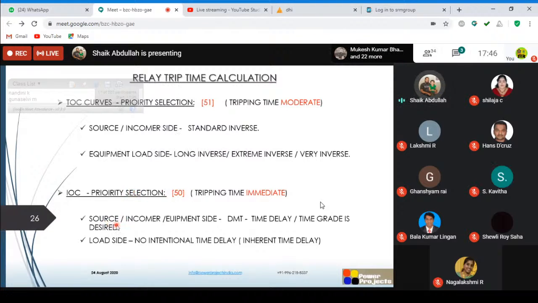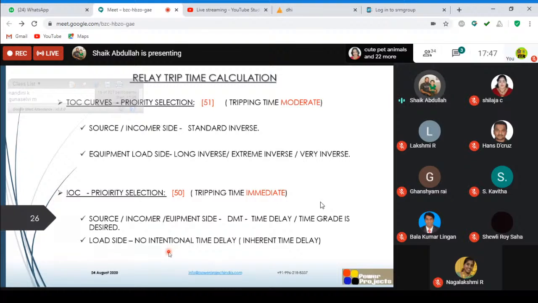curves, where the source and incomer side, you have to add time delay, because even when the fault current is flowing through your relay, the relays are not supposed to operate immediately. You are adding intentional time delay because your downstream load side relay has to operate first. This is the reason we add some time delay in your source or incomer equipment side. But for a dead end load or dead end equipment, meaning this end of your network, there is no intentional time delay allowed, and you can say there is no inherent time delay.